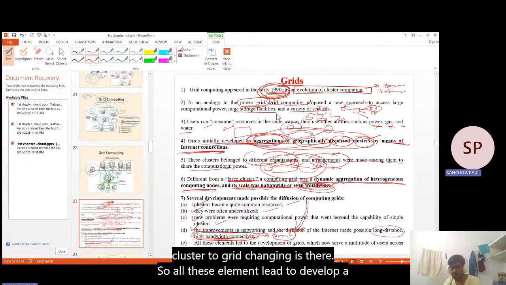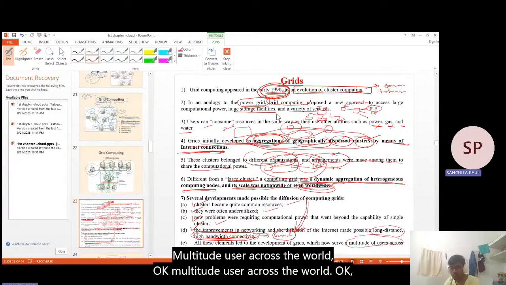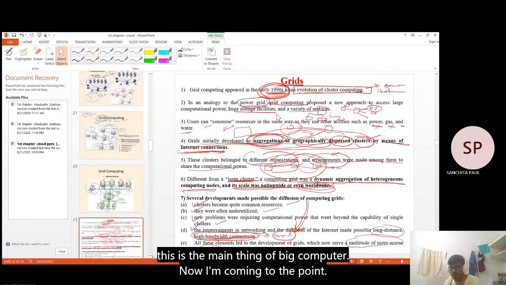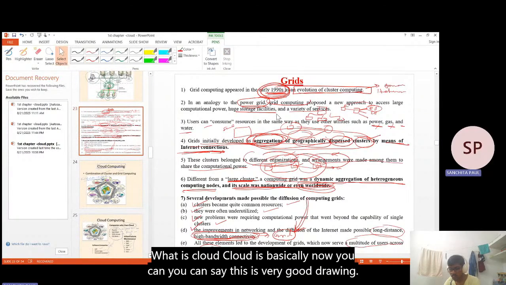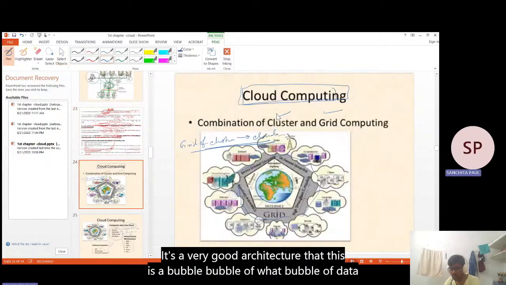So all these elements led to the development of a grid which now serves a multitude of users across the world. Okay, a multitude of users across the world. This is the main thing of grid computing. Now I am coming to the point. What is cloud?